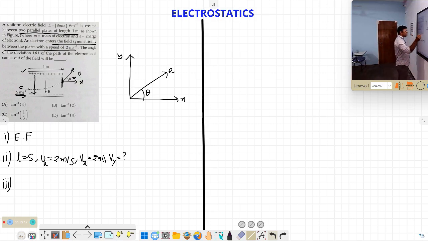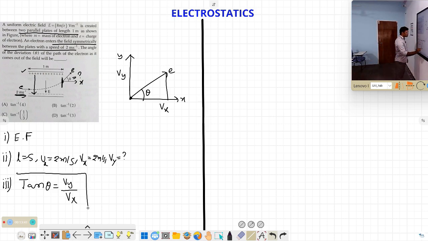That means there are two velocities for this electron: horizontal velocity Vx and vertical velocity Vy. If we construct a perpendicular, we get a triangle. Using the triangle, tan theta is equal to the y component by the x component. What is the y component? Vy. What is the x component? Vx. So these are the three concepts you must understand to solve the problem.